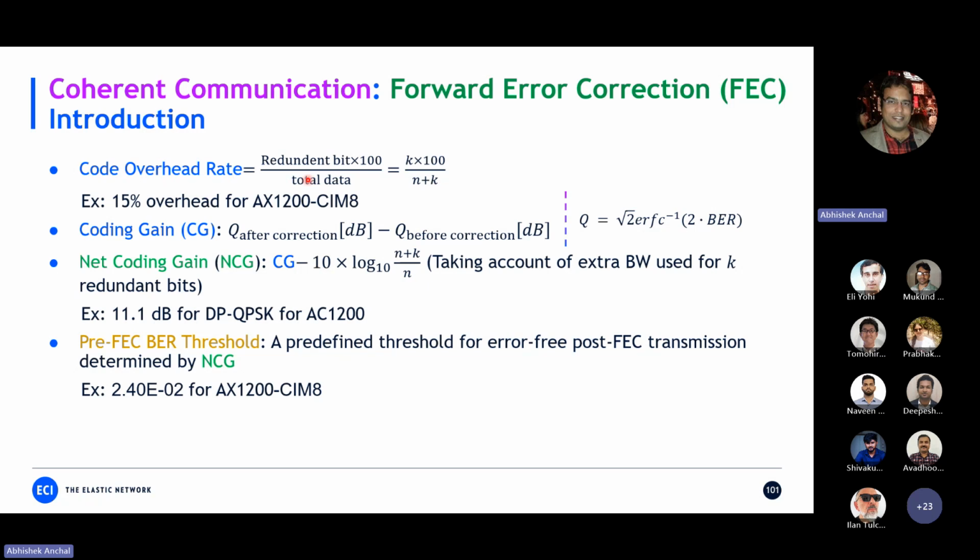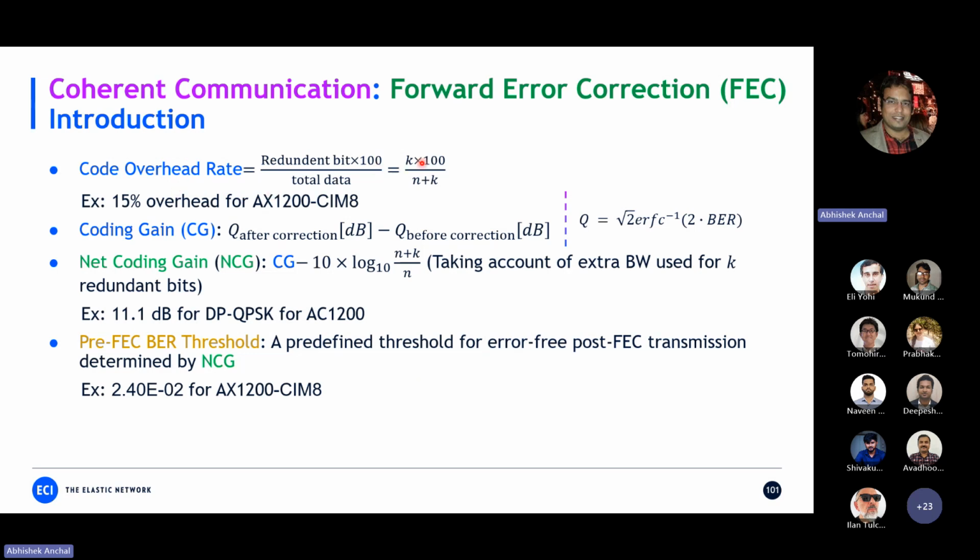And in many data sheets of many transceivers, you can see some value of it. For example, 15% overhead for the new module AX1200. It supports up to 400 gigabaud. So here you can see the overhead is only 15%. So what number is actually good, 15%, 10% or something? It depends upon the performance of the FEC itself.